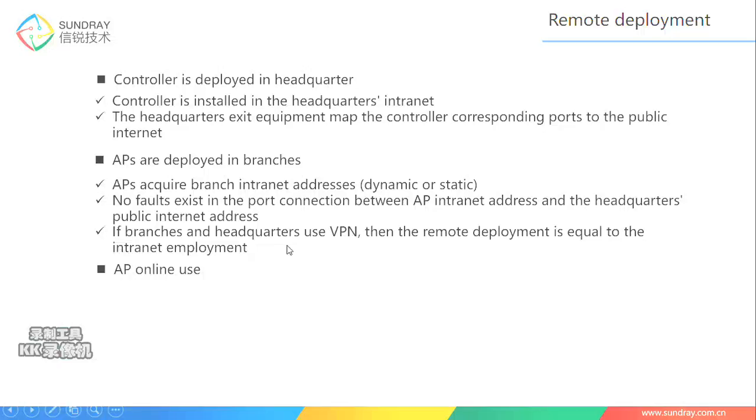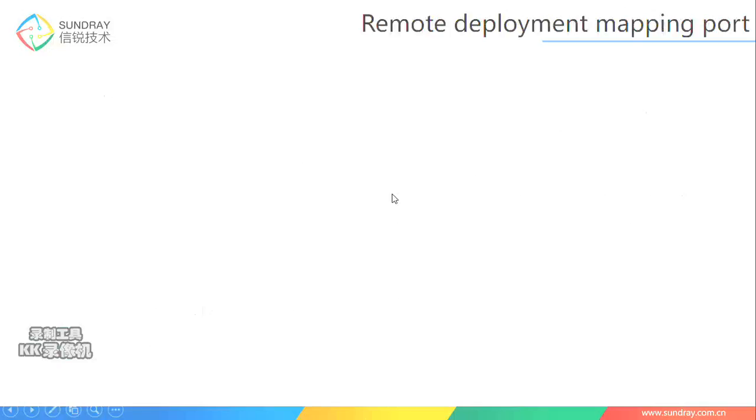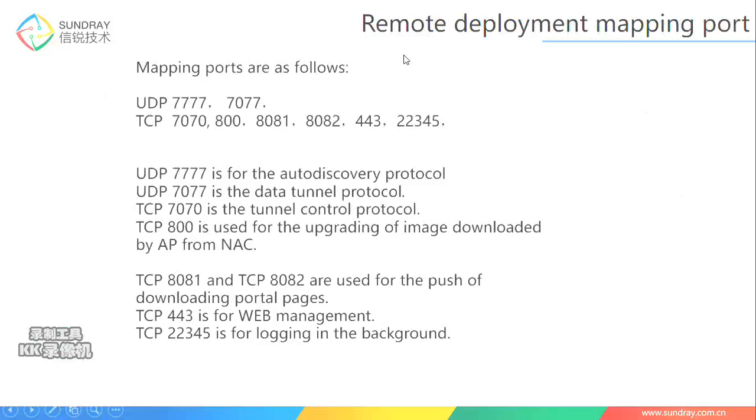If the branch and headquarters have a VPN, it's just similar to the local deployment. And then make the AP active and set up the signals. So this is the port we need to map for the headquarters controllers.